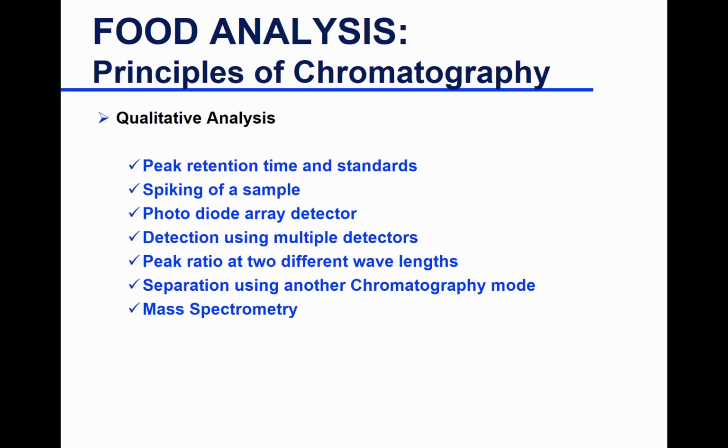Spiking of a sample. If you don't have an actual standard, or you don't want to run a standard, or you can run a standard, but you have two peaks that are very close to each other and you want to know which one is which, then you can add to the sample the compound that you think you're looking for. And then you will see which peak increases in size in your sample. That's what's called spiking: you actually add to your sample and run it with and without spiking to see which peak is going to increase in size.